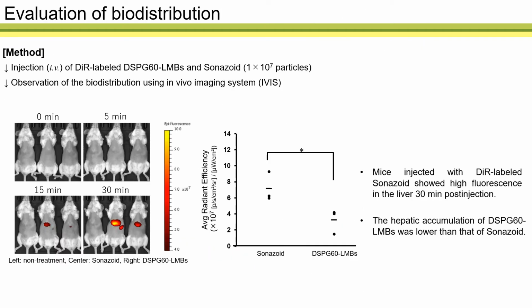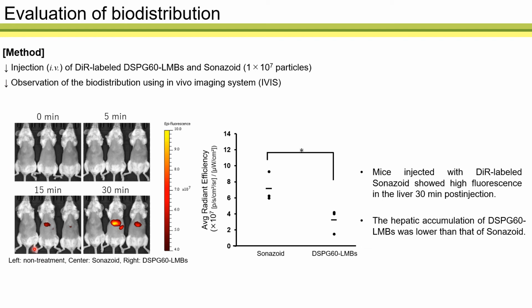Next, to analyze the difference of blood clearance between DSPG60 LMBs and Sonazoid, we evaluated the biodistribution of DSPG60 LMBs and Sonazoid. DiR-labeled DSPG60 LMBs or Sonazoid were intravenously injected into the mice. The biodistribution was observed with an in vivo imaging system at each time point.